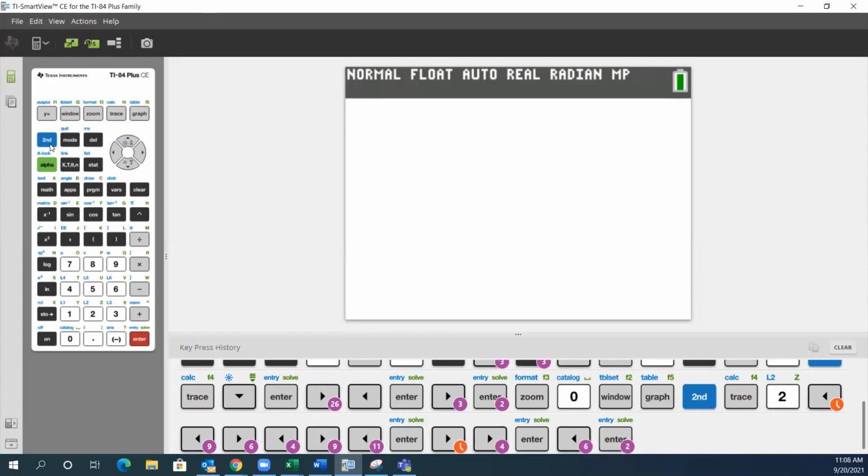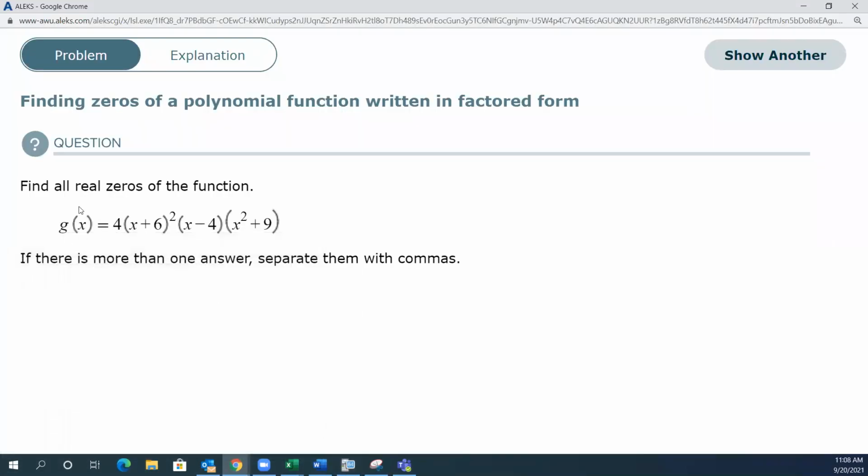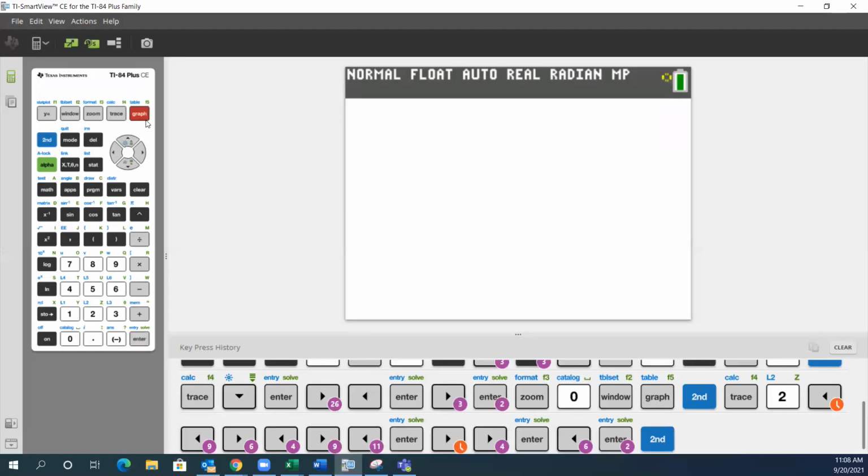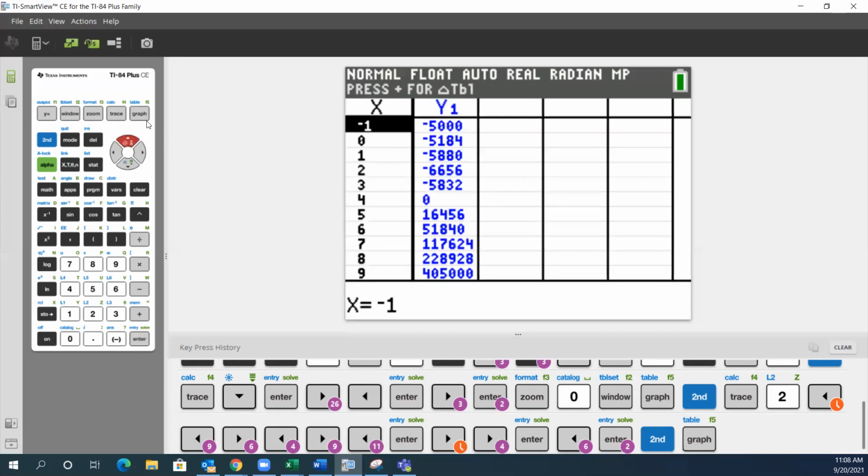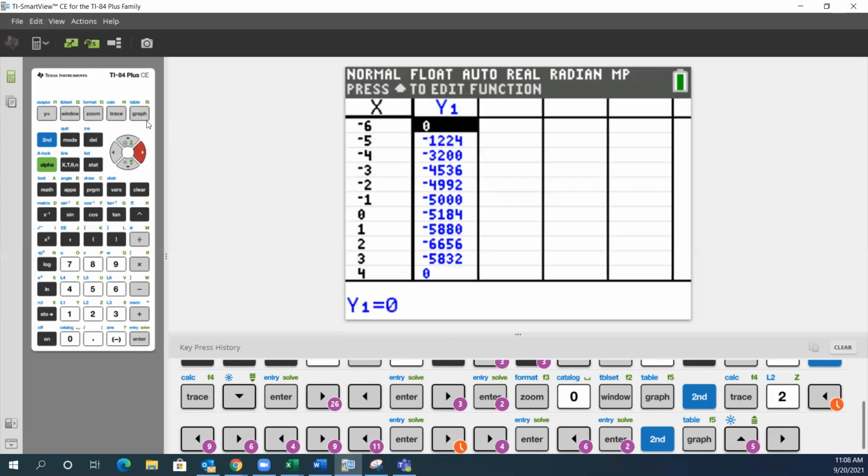But remember, we know that we're just looking for when y equals 0. And we claim it equals 0 when x is -6. So let's go to the table and say when x is -6, look at that, y is 0. And when x is 4, y is 0. So that confirms those are the zeros of the function. That -6 and 4 cause the function to be equal to 0.